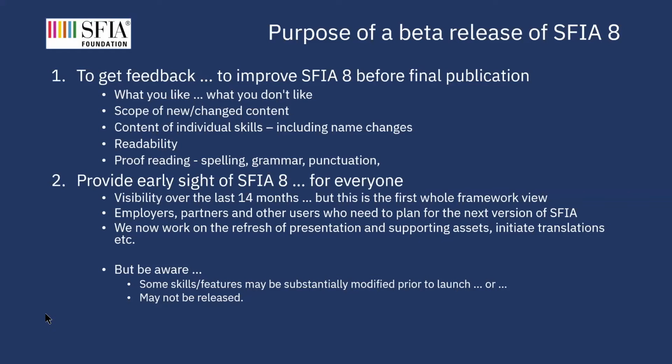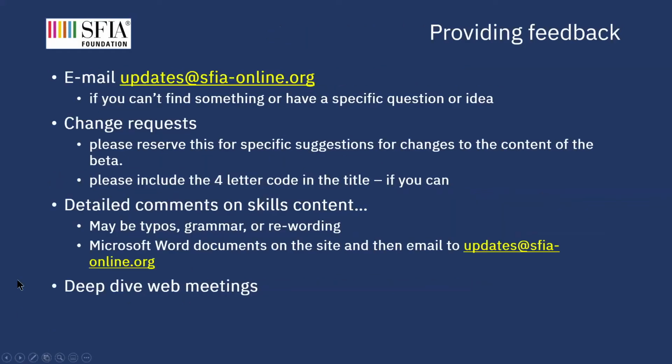So how can you provide feedback? The obvious easiest way is an email to updates@sfia-online.org. You can use that if you can't find something, or you have a specific question, or you want to provide some feedback. You can raise a change request, as you've always been able to raise a change request, but for the purposes of beta, please limit that to suggestions regarding the beta, and please include the 4-letter code in the title if you can. That helps us to collate those changes. And of course, there may well be detailed comments on the content of skills, which may include typos, grammar, etc., which may be most easily done by marking up a Word document.